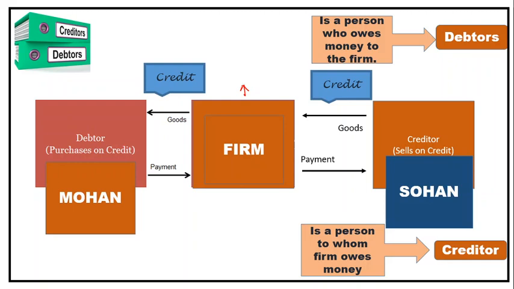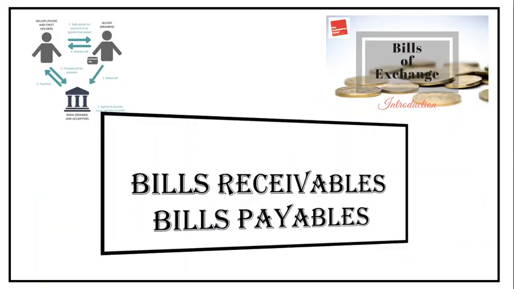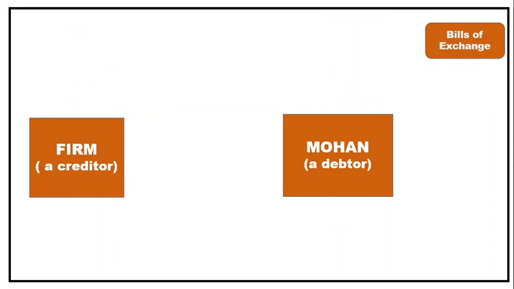Okay, now there is one more concept related to debtors and creditors, that is bills of exchange, which is bills receivable and bills payable. Now you know that the firm is a creditor and Mohan is a debtor. For the firm, Mohan is a debtor, or you can say it's a current asset, isn't it? Mohan has to pay money to the firm.